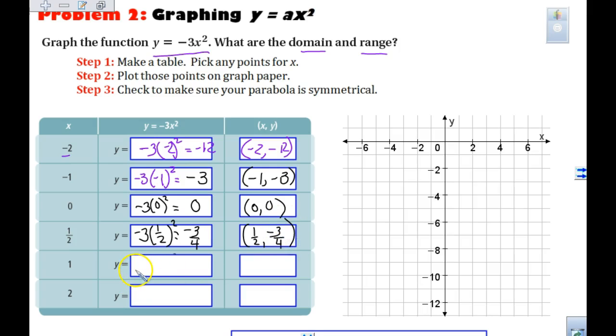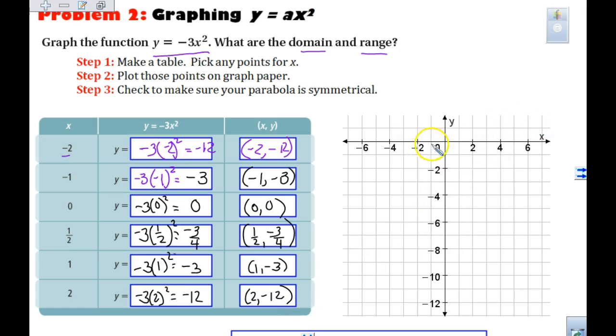We're going to substitute in 1. Negative 3 times 1 squared gives us negative 3. So at 1 we have negative 3. If we are continuing with the 2, negative 3 times 2 squared. 2 squared is 4. And I think you were thinking of adding, and we are multiplying. Negative 12. So our ordered pair is 2, negative 12.